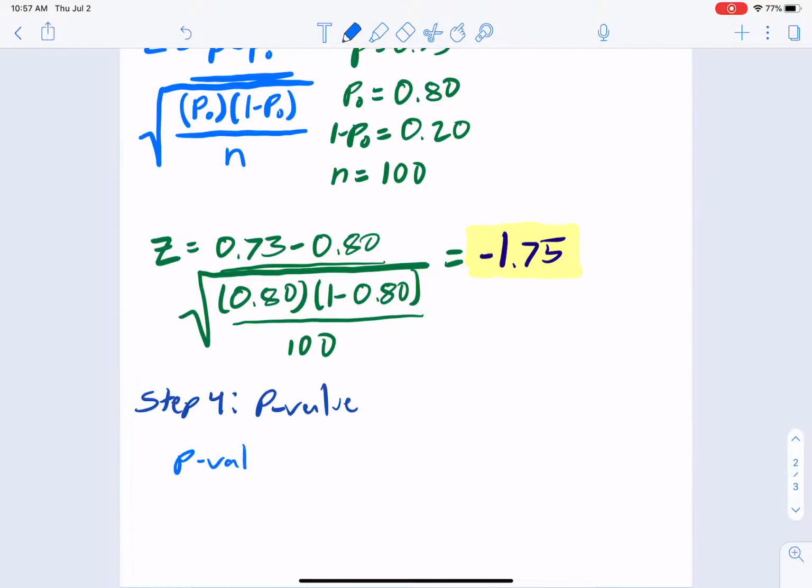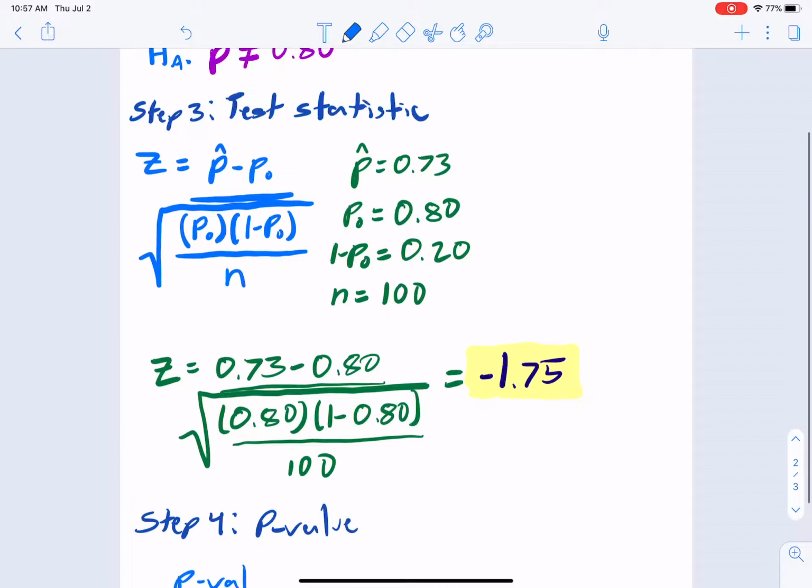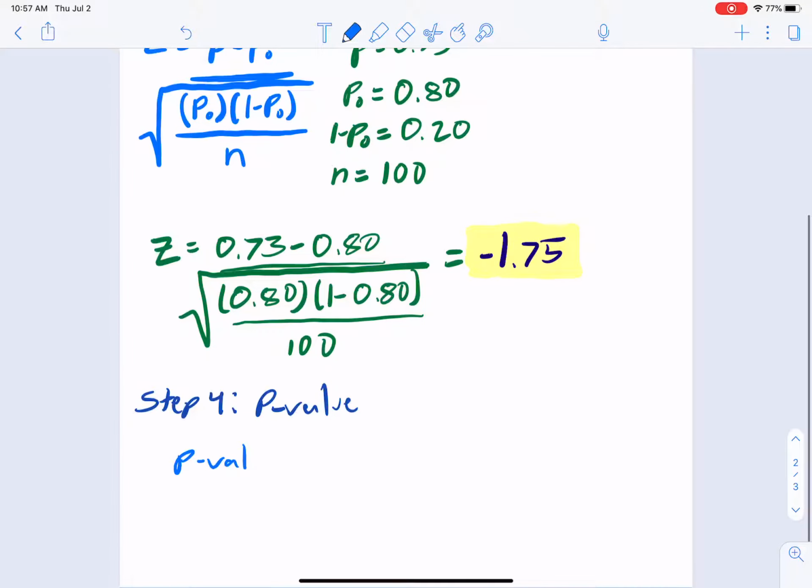We'll write it as p-val, only because we have a bunch of different types of p over here, right? P hat, p naught. So we'll just say p-val so we don't get confused. And that equals 0.08.